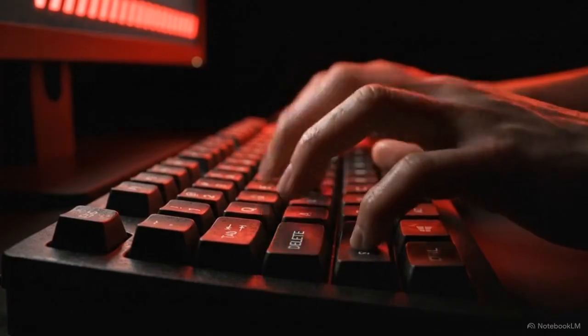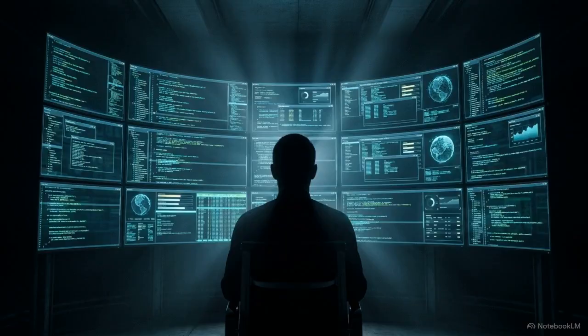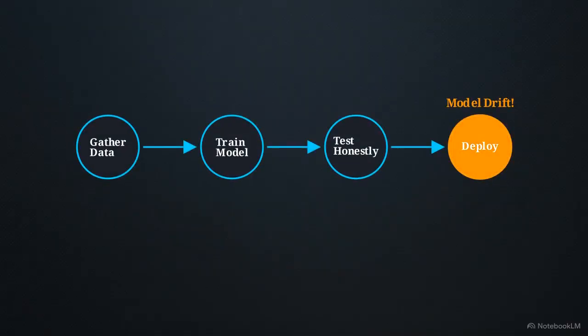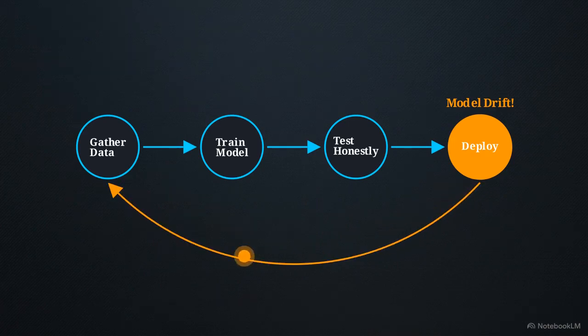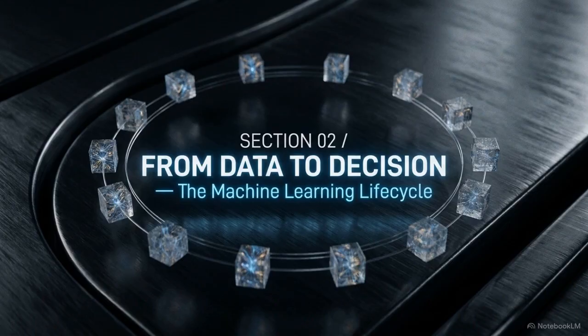If a filter was trained once and never updated, it would quickly become useless because attackers constantly change their tactics and wording. To counter model drift, teams collect fresh examples. These are fed back into the system, retraining the model on the latest patterns. The lifecycle is an ongoing loop. You gather data, train, test honestly, and deploy to monitor and retrain. Keeping a model useful requires constant tending, regularly collecting fresh data and retraining the system to ensure it remains accurate in an evolving world.